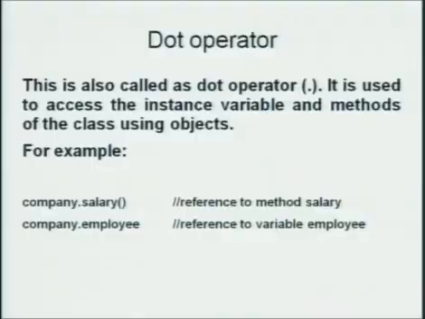The second special kind of operator is the dot operator. The dot operator is basically used with the class and method. It is used to connect the class and the methods. It is used to access the instance variable as well as the method of the class using the objects. Look at the example which is given there. Company.salary. Salary is a method of this particular object. Company contains a method salary. Second example given, company.employee. Employee is the name of the variable, company is the name of the object. So that employee is accessed from the object company. This is how the dot operator is used.